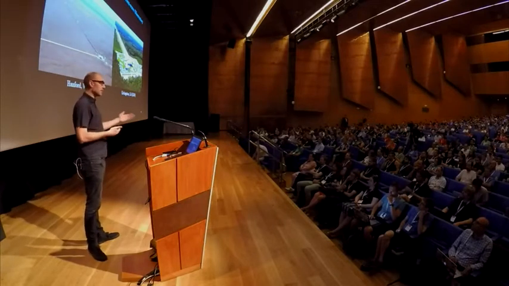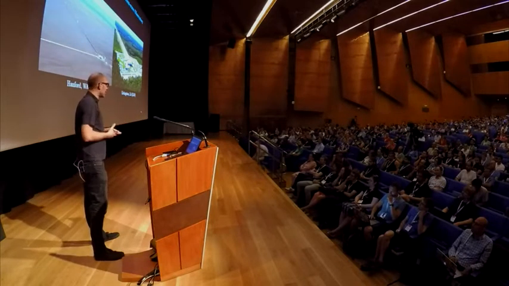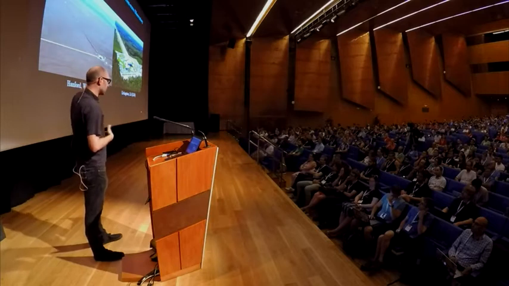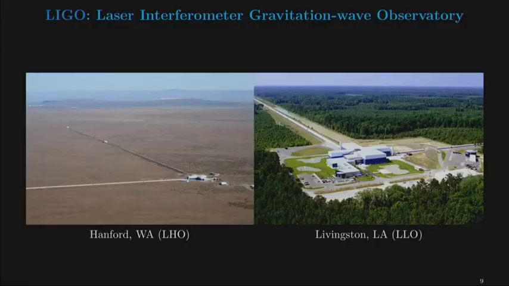Well, initially they tried to detect them with bars, but I won't go into the whole history. Then they started to make small interferometers, and they kept getting bigger and bigger until we got to LIGO, where the length of these arms is 4 kilometers long. From here all the way to the end here is 4 kilometers. We have 2 detectors, like I said. One is in the desert in Washington, and the other is in the swamp in Louisiana.